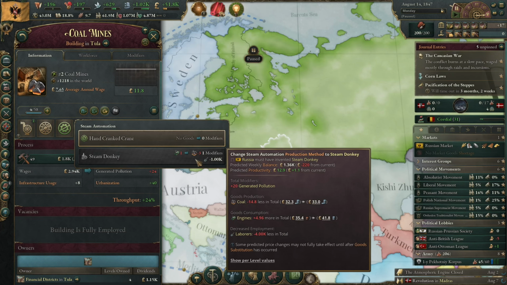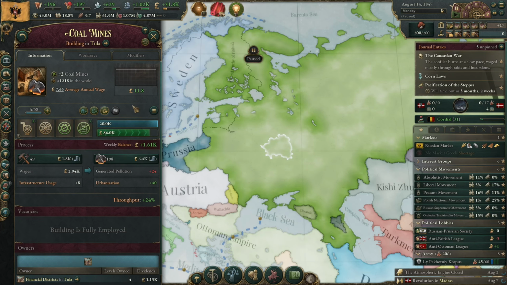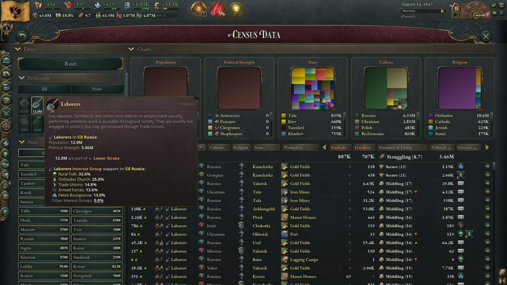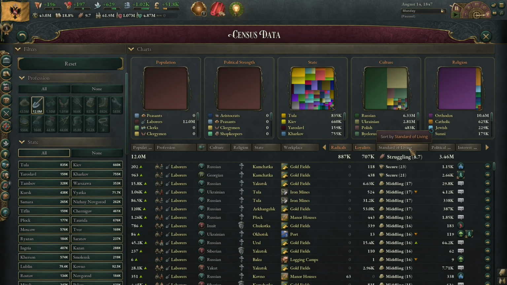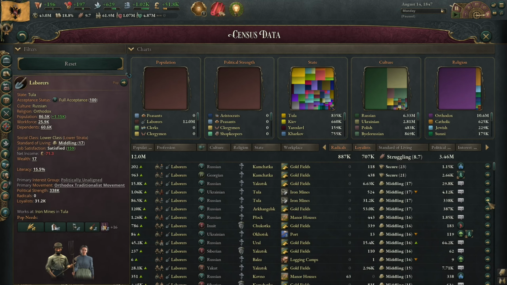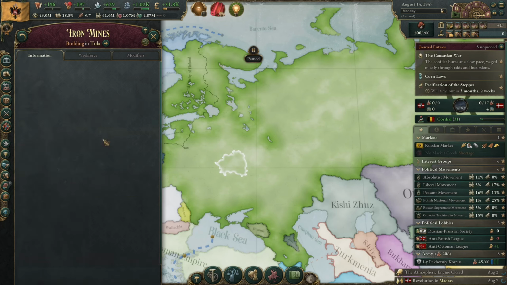Steam donkeys in a coal mine will never generate more demand that is truly only for labor saving. But what standard of living can we expect for laborers? Let's look at our census data. Okay, we have some freaks above level 20, but they have barely any population, and a lot of gold fields. The first real laborer pop is working in the iron mines in Tula with a standard of living of 17.